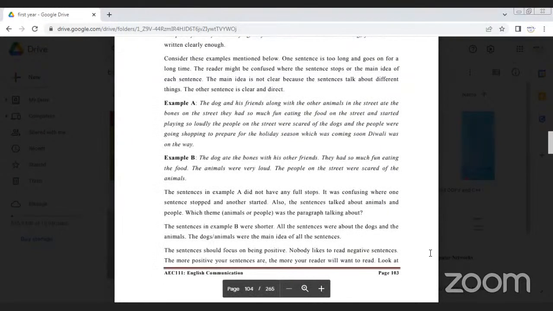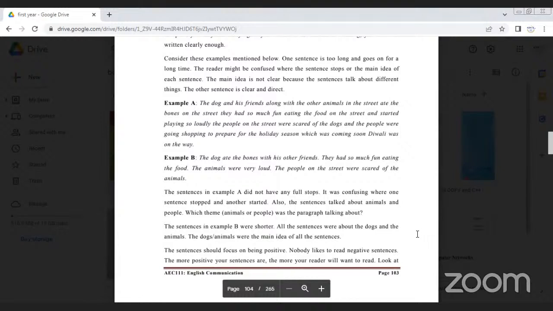In this way, the sentences in example A did not have any full stop. It was confusing where one sentence stopped and another started. Also, the sentences talk about animals and people. Which theme was it? Was the paragraph talking about animals or about people? So there are two confusions.